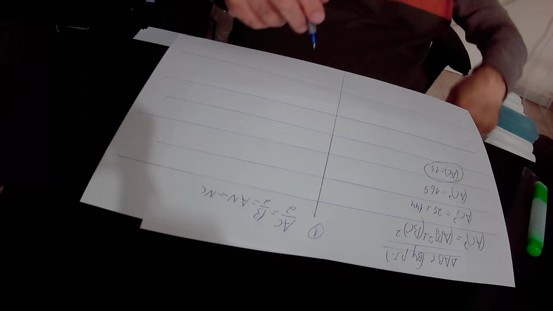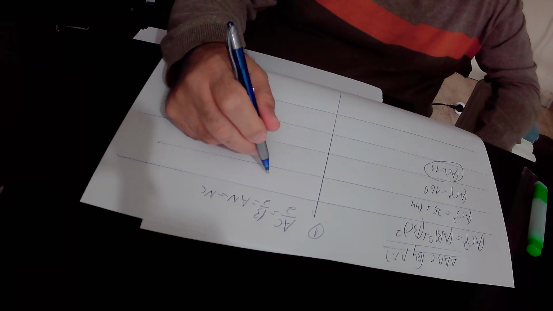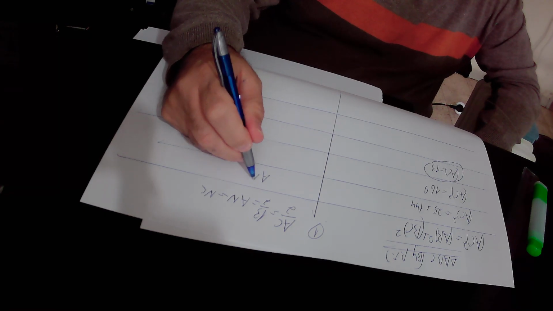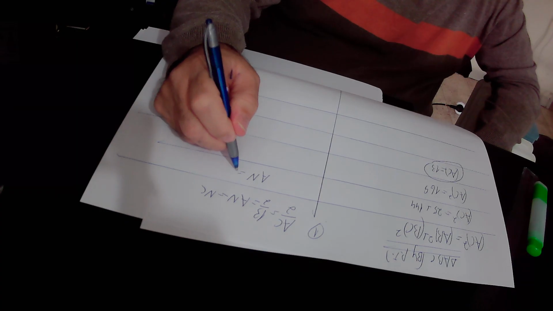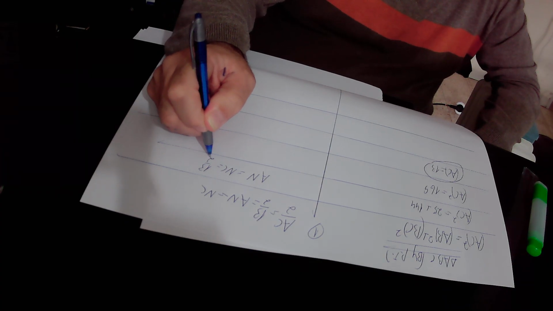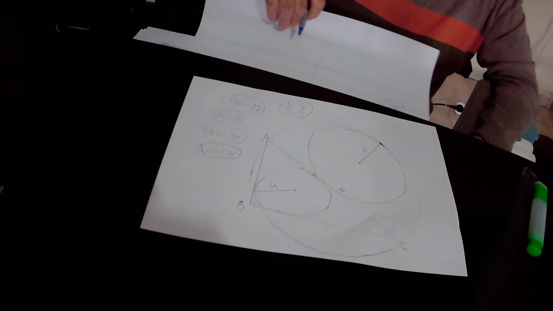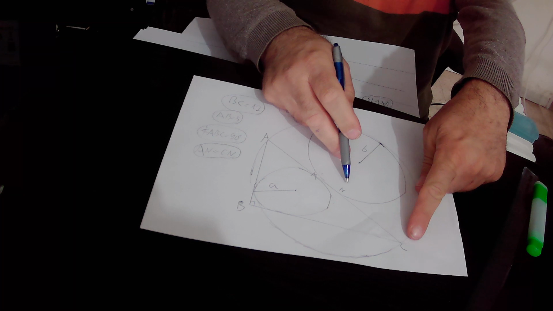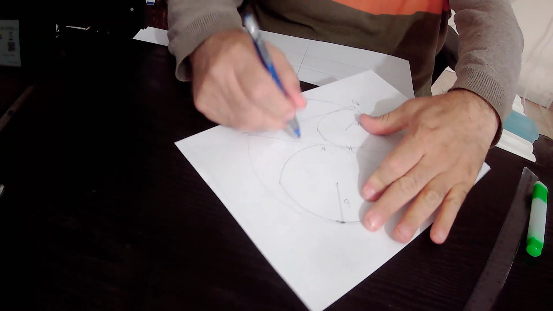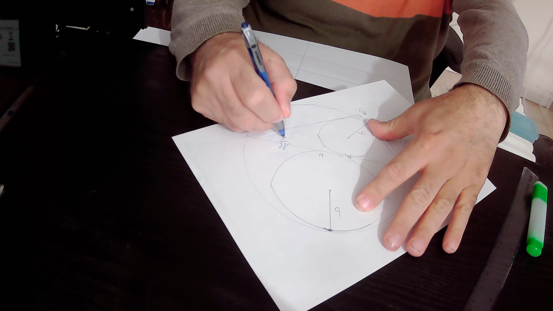That is to say, AN equals NC equals 13 over 2. Each half equals 13 over 2. So here the second half NC equals 13 over 2. The second half of the hypotenuse AC is 13 over 2.